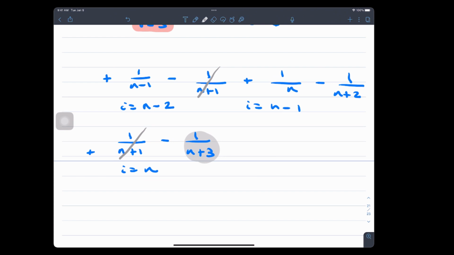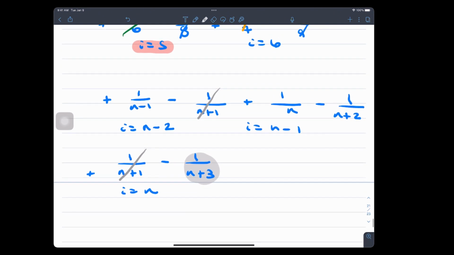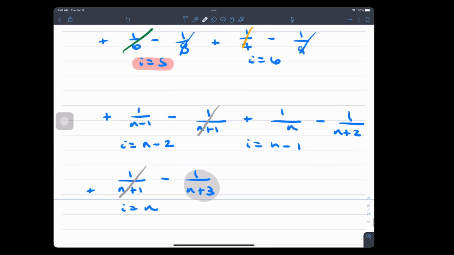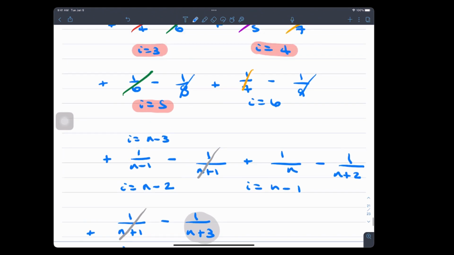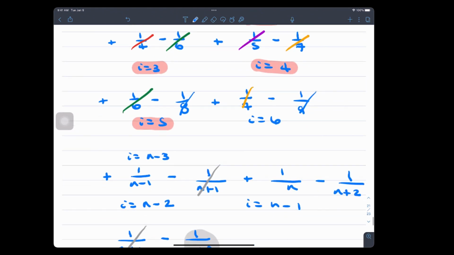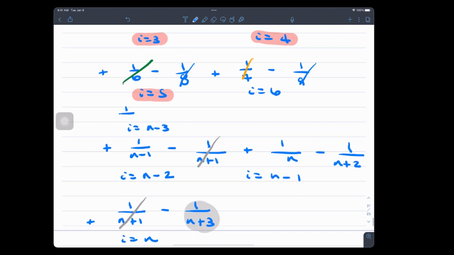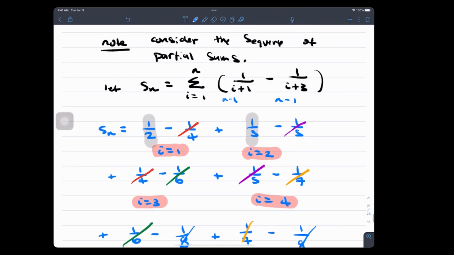Okay. So it looks like what we're left with is that very last term. Okay. And then you might want to see, well, what happened if we had I being 3 terms prior? So 3 terms prior, you get 1 over n minus 2 plus 1 over, it looks like it's n, if that's n minus 3 plus 3, yes.